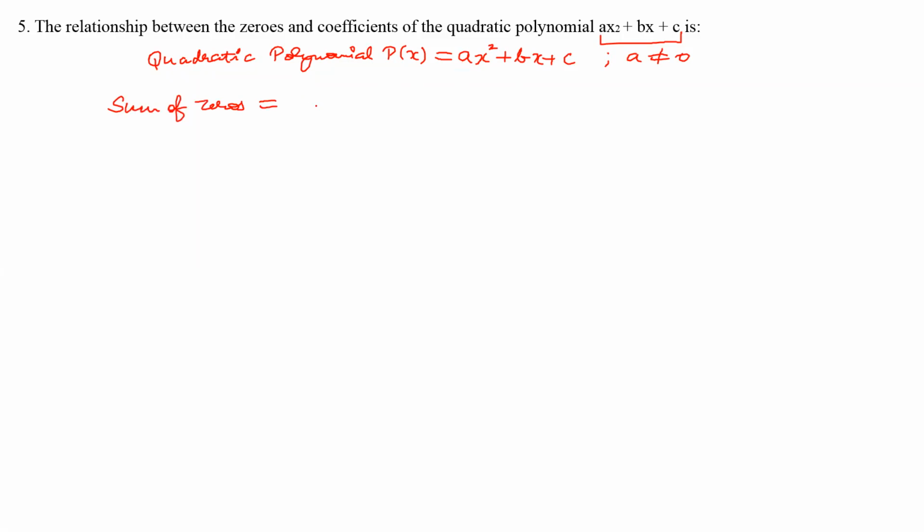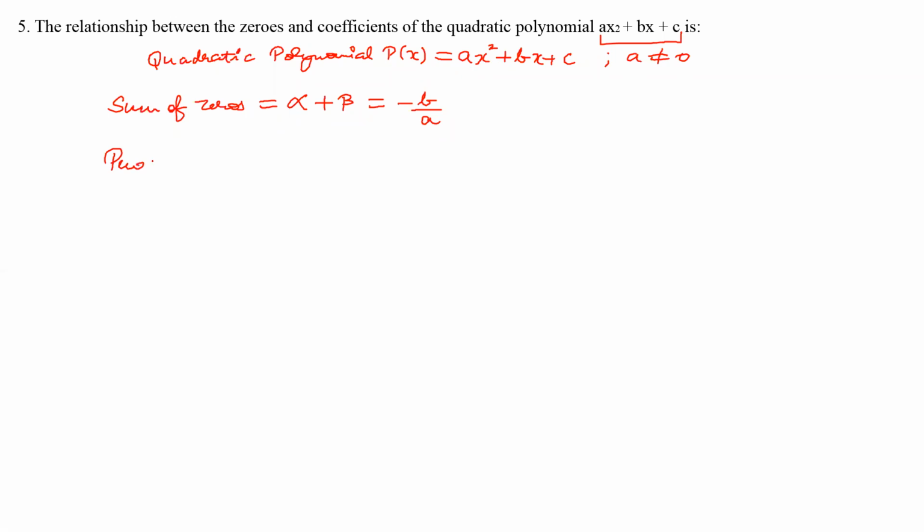Okay, sum of zeros, what it is, alpha and beta. If alpha and beta are the two zeros, so sum of zeros will become alpha plus beta, it is equal to minus b upon a. Okay, it is equal to minus b upon a, and b is what, it is the coefficient of x. Okay, and a is what, it is the coefficient of x square.